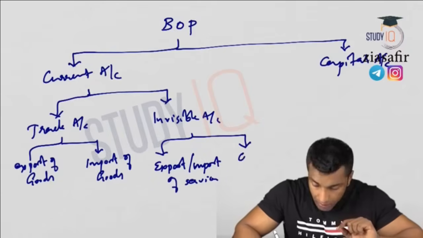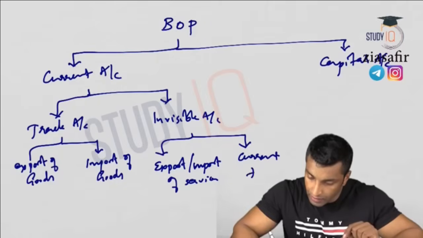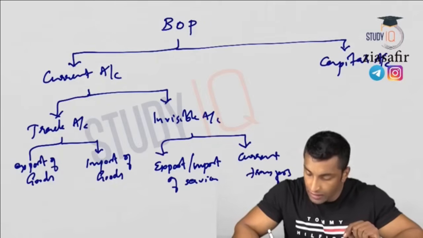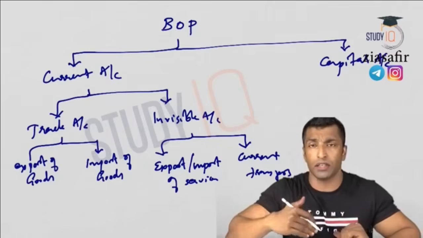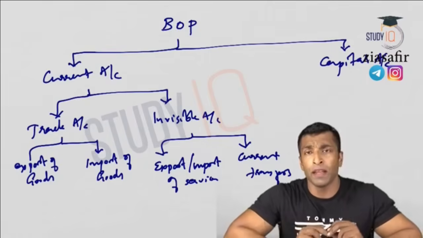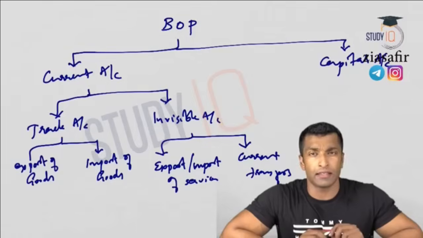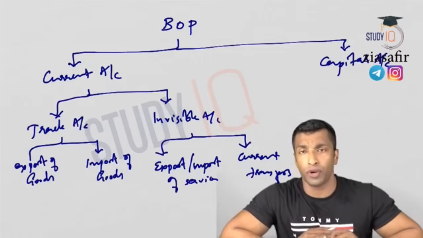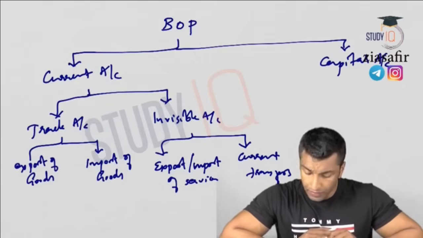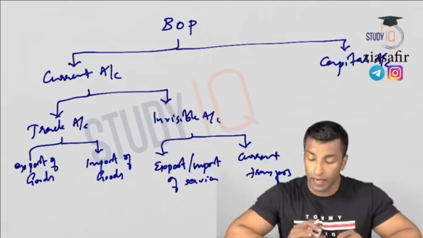And one more component is there, that is current transfer, which involves the transfer receipts which we receive and the transfer payments, or basically these are foreign remittances in the form of gift, grants, etc. Okay, and I have told you we are one of the largest receivers of foreign remittances. So these are the things which come under current account.